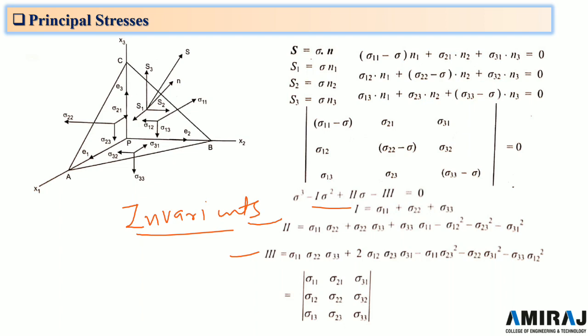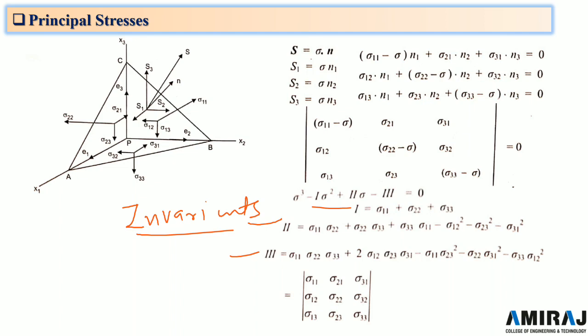Invariants of stress tensor. This important quality of invariability of this coefficient is helpful in writing the constitutive equation of material behavior. The first invariant denotes that the sum of three normal stresses acting on three mutually perpendicular planes is invariant for a stress state. This sum is also equal to the sum of three principal stresses.